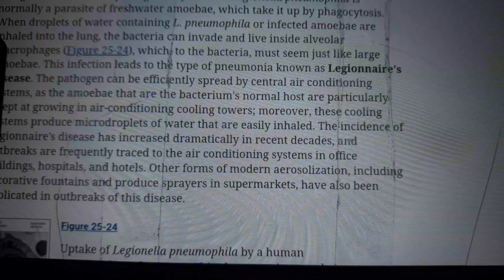Tuberculosis has been an obvious presence in human populations for thousands of years, but another bacterium that lives within alveolar macrophages was first recognized as a human pathogen only in 1976. Legionella pneumophila is normally a parasite of freshwater amoebae, which take it up by phagocytosis. When droplets of water containing L. pneumophila or infected amoebae are inhaled into the lung, the bacteria can invade and live inside alveolar macrophages, which to the bacteria must seem just like large amoebae. This infection leads to a type of pneumonia known as Legionnaire's disease.